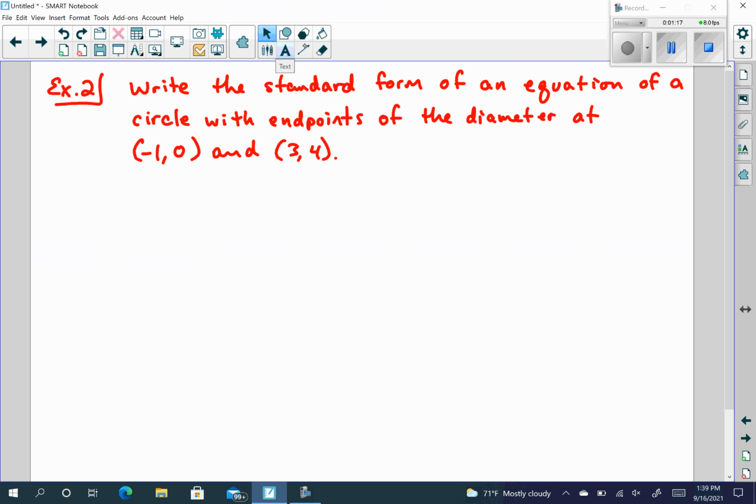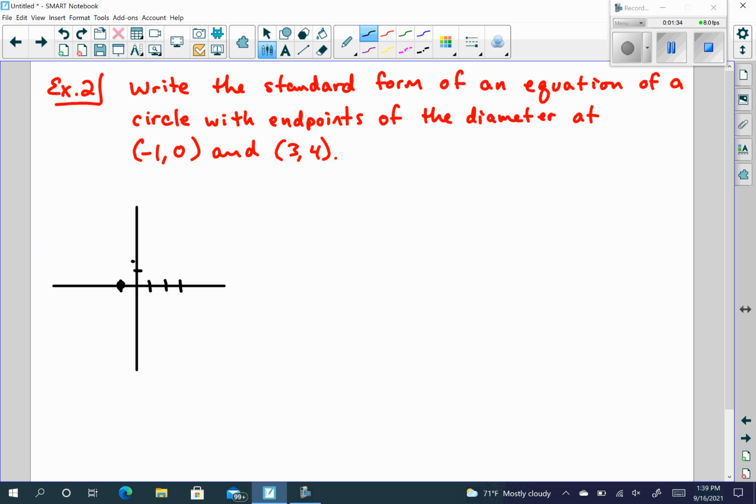So if we needed to, we could make just a quick sketch of a coordinate plane and just plot the points roughly. Sometimes a nice picture can go a long way here. So if we're at -1, 0, that would be right here. And then 3, 4. So this would be the diameter of our circle, which means our circle could look like this. No, it's not the best looking circle, but it gets the point across.